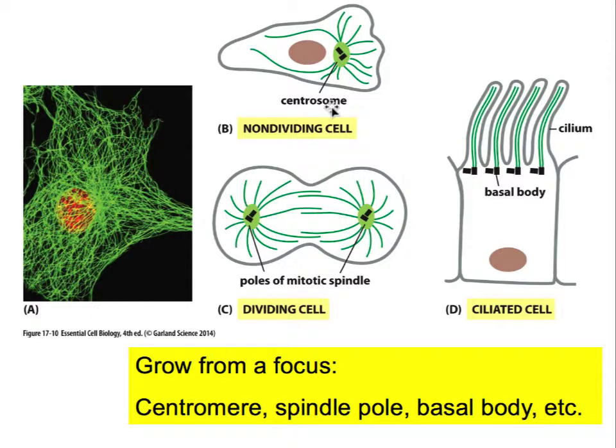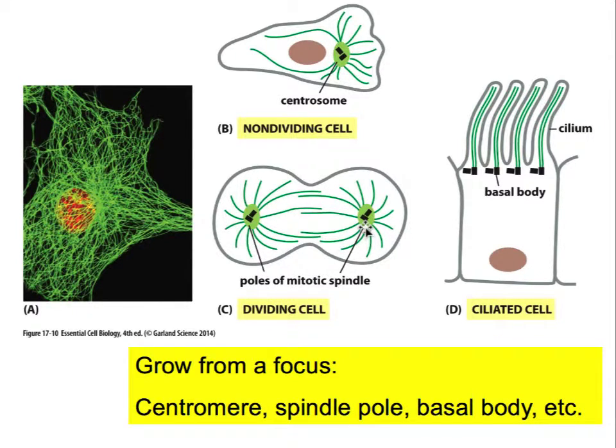Centro means center, some means body. So centrosomes, normally one per cell, extrude these filaments. Now these filaments, as we alluded to a few seconds ago, have an orientation. They have a minus end which is attached to the centrosome, and they have a plus end which goes off exploring the cell.